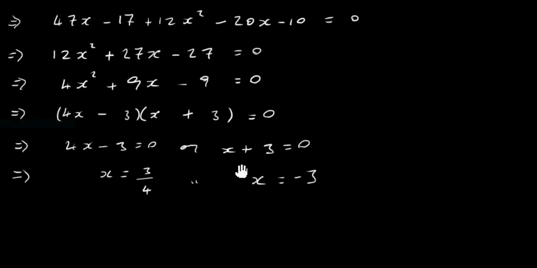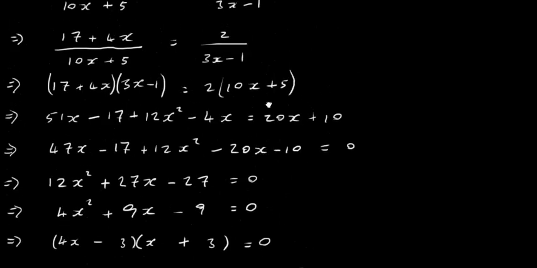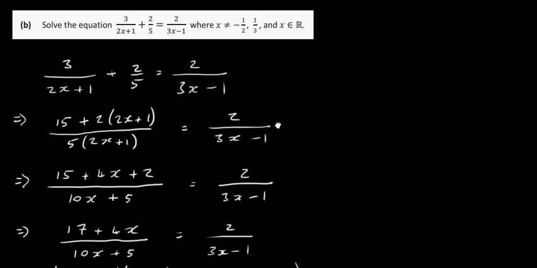Now that's really it. I think that's all we had to do. Solve the equation. So we solved it. We've got our two values. None of our values are minus a half or a third, so we're okay there.